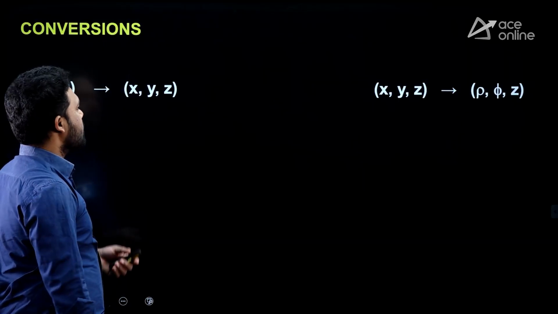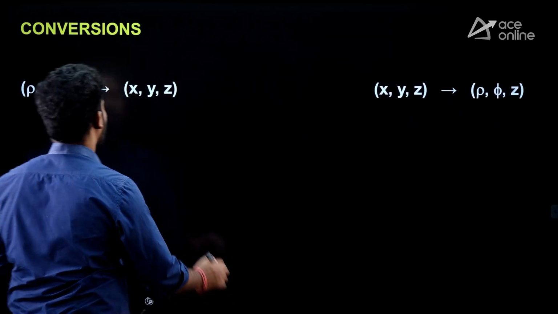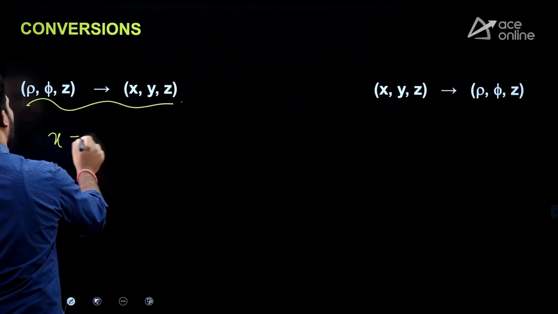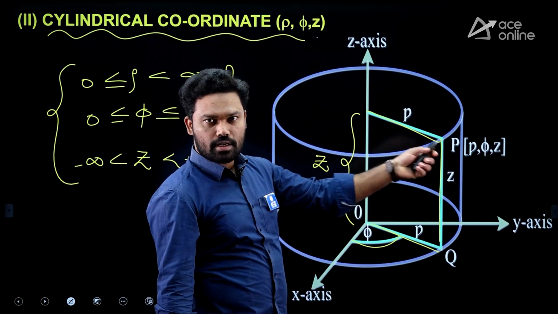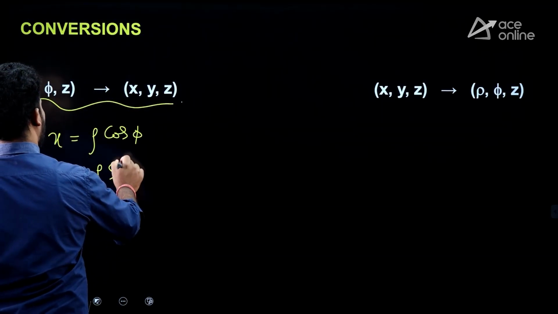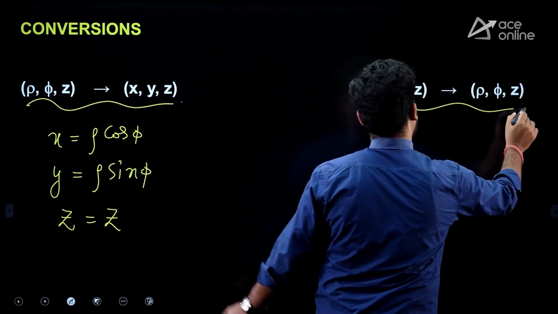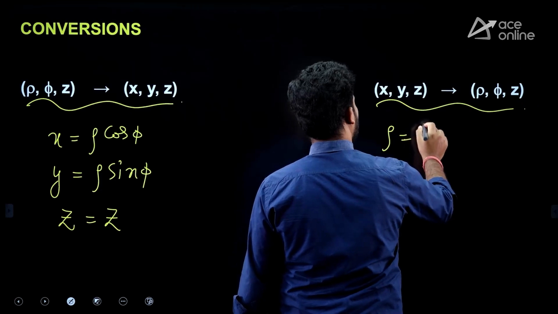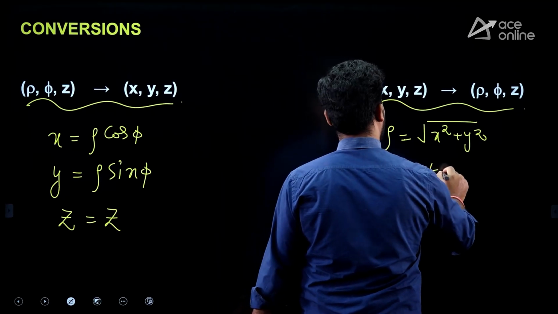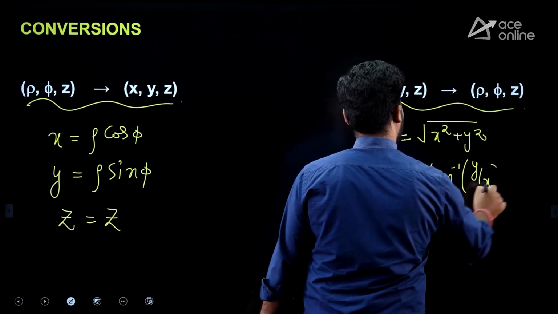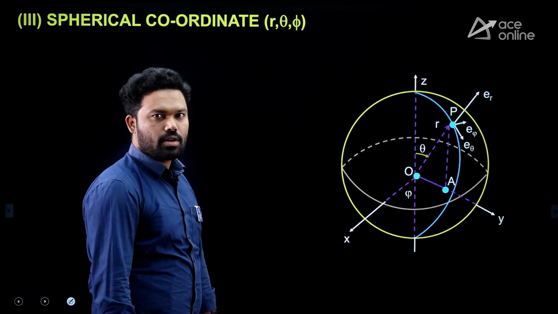Now can we do the conversions here? Yes, of course. Rho is making the angle phi with the x-axis. So what is the x component here? X is equal to rho cos phi, and if I resolve the other side, y is rho sin phi. Anyhow, z is equal to z. Now I want to do the reverse. From here, rho is equal to square root of x square plus y square. If you take the ratio of these two, phi is tan inverse of y by x, and z is equal to z. Clear, guys?